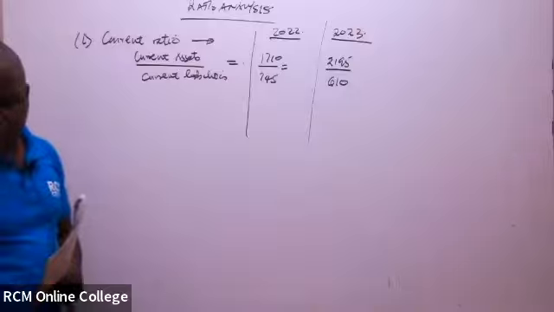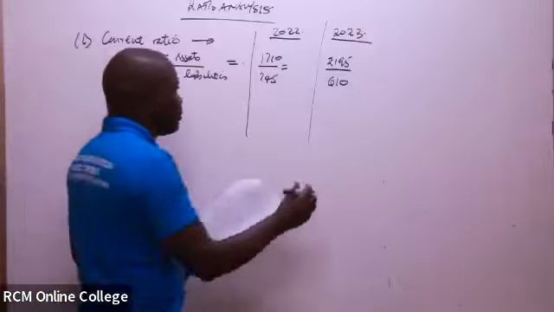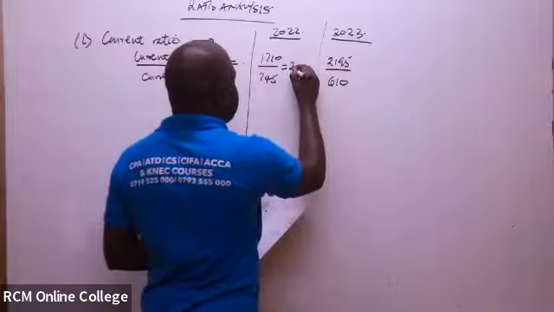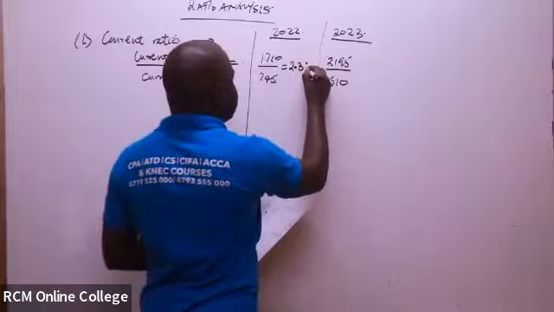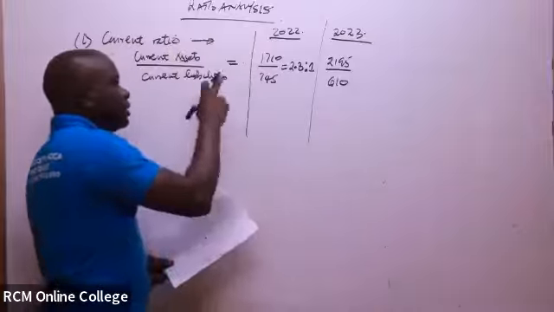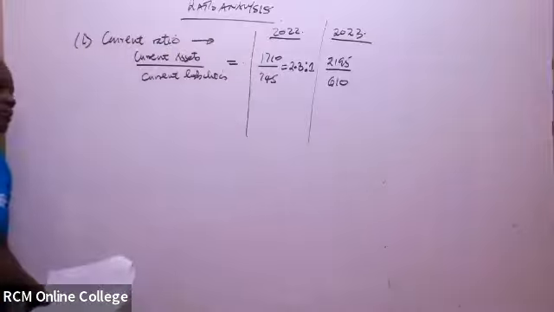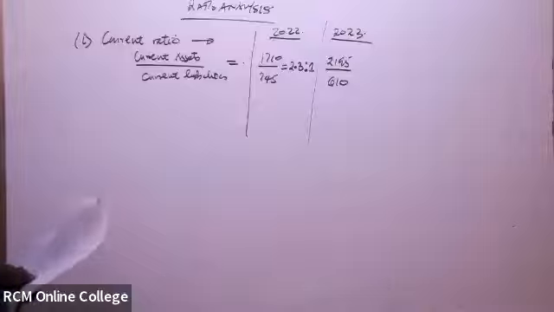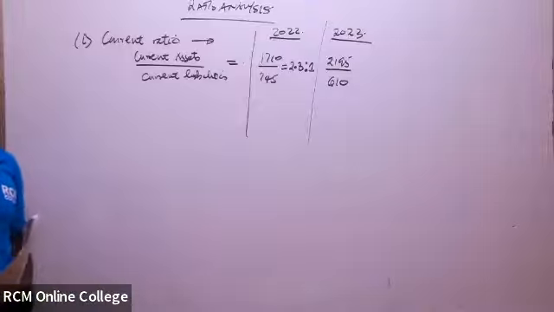We can round off to one decimal place. We can say 2.3. So we normally say 2.3 is to 1. Then that other one, it will be 3 point something. It will be 3.5.